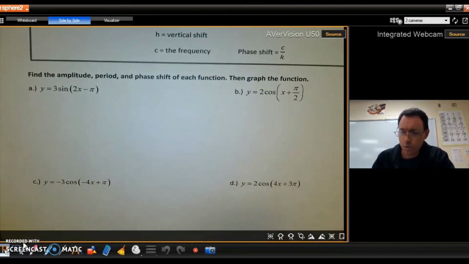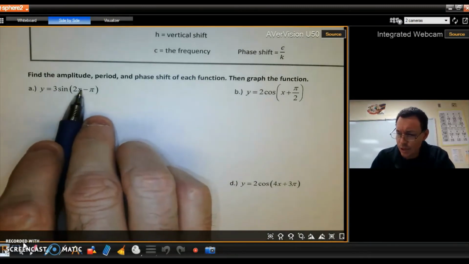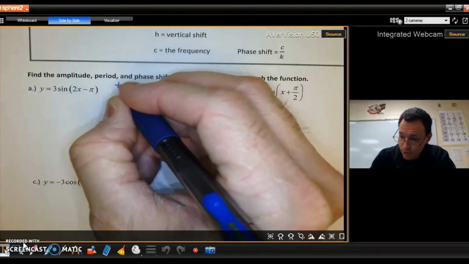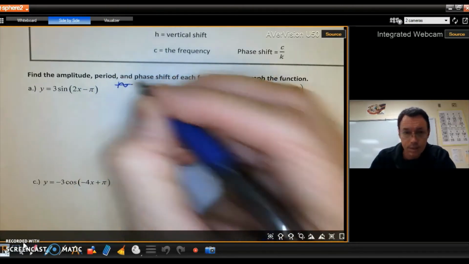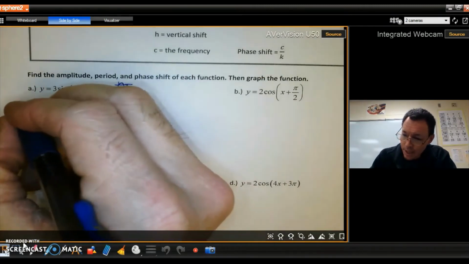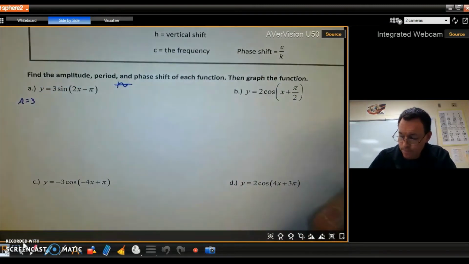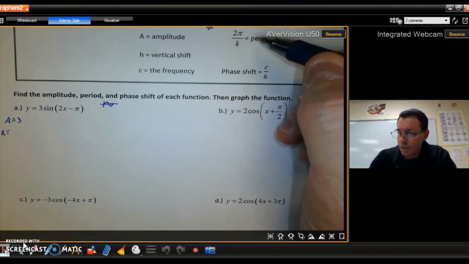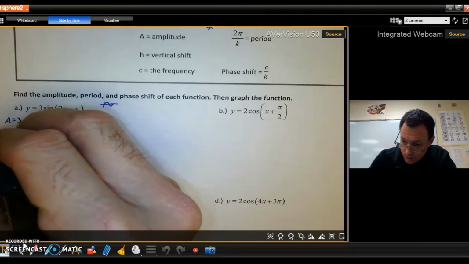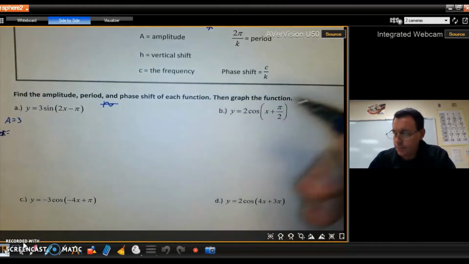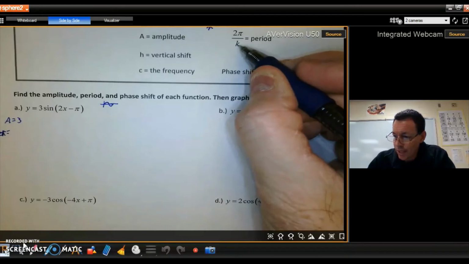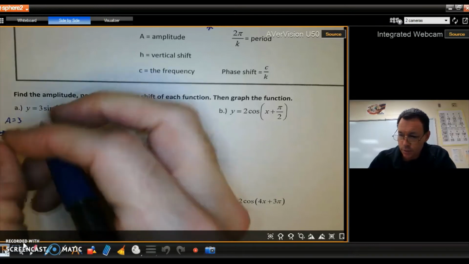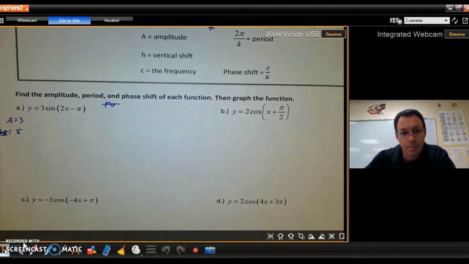So look at the first one. I've got 3 sine of 2x minus pi. All right, so what do I know here? I know it's a sine graph. So sine graphs look like that. I'm just going to be thinking about that. I know the amplitude is 3. I know my period, remember, the period is 2 pi over k. Well, the k is a 2, so it's going to be 2 pi over 2, so it's going to be pi. So that's the period, pi.